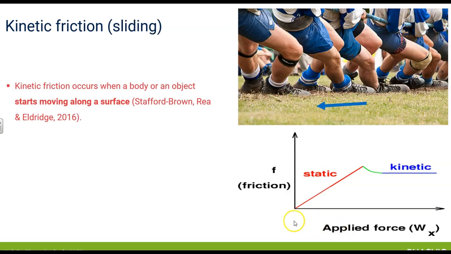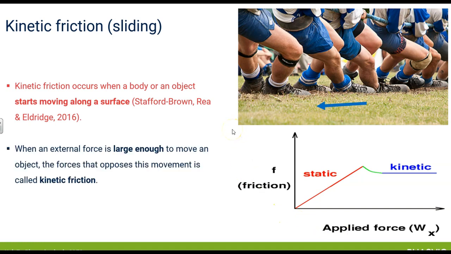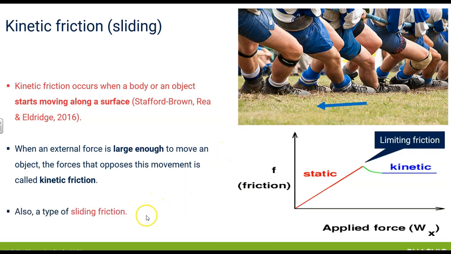So kinetic friction occurs when a body or an object starts moving along a surface. So there needs to be motion for it to be kinetic friction, and it's also called sliding friction. So this is one example of sliding friction. I will talk about another in a moment.